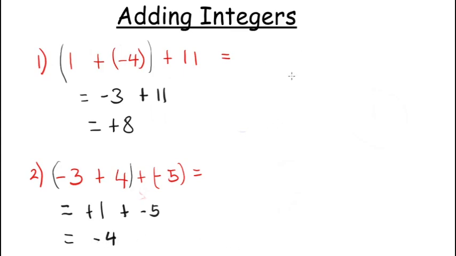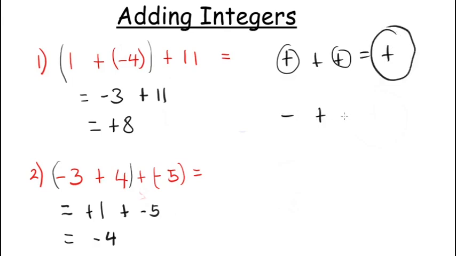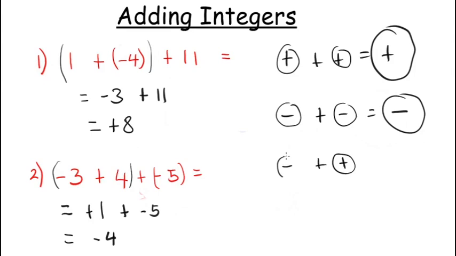Let's just summarize. If we are adding two positives, then we'll get a bigger positive. If we're adding two negatives, the sum will be a bigger negative. And if we're adding a negative and a positive, then the answer will take the sign of the bigger integer, and we subtract the absolute values.